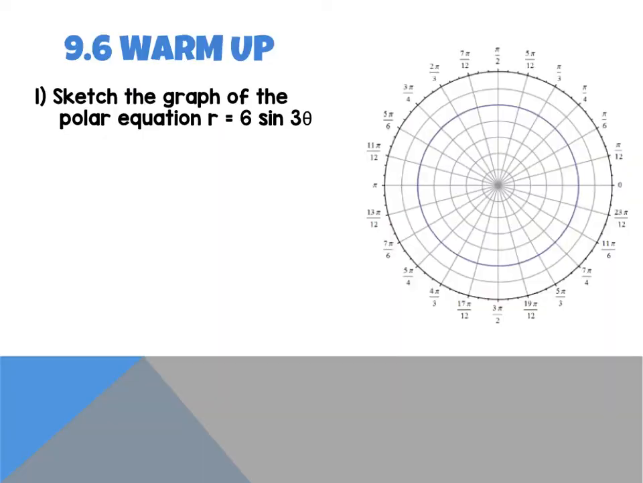Okay, having said all that, let's work through this warm-up. It says, sketch the graph of the polar equation r equals 6 sine 3 theta. Looking at it, what kind of graph is this? This is a rose, right? A flower. How many petals does it have? 3 petals. And is there symmetry?